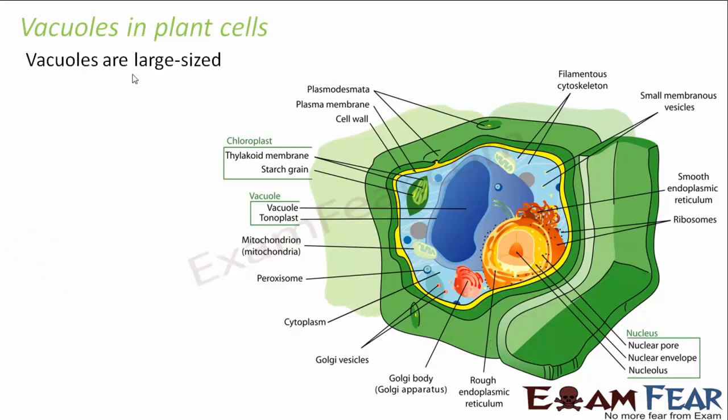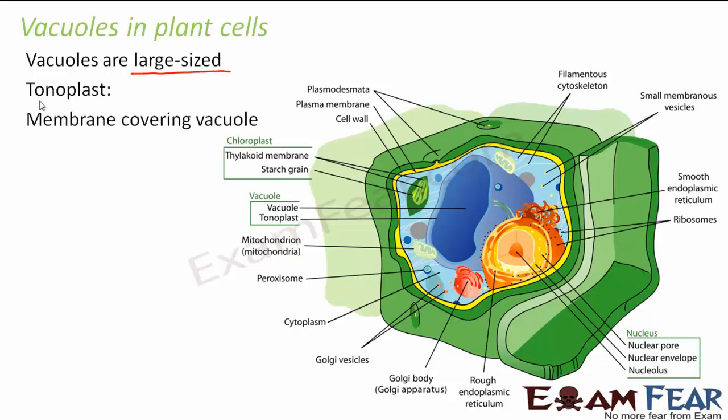That's because vacuoles are mainly used to store water, to store a fluid, right? So because of that storage, vacuoles are generally large in size. And the membrane covering the vacuole is known as tonoplast. So here you can see how big a vacuole is. So this is the vacuole. This blue colored structure is the vacuole, and the light blue colored covering or the membrane of the vacuole is known as tonoplast, right?